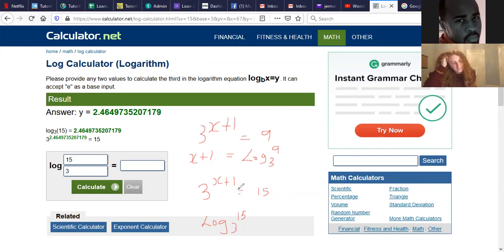Hold on, Sophie. 3 to the power of 1.46 gives you 4.972. But then when you add the 1 to it, the final thing is supposed to be 3 to the 2.465. Yeah, that's right.